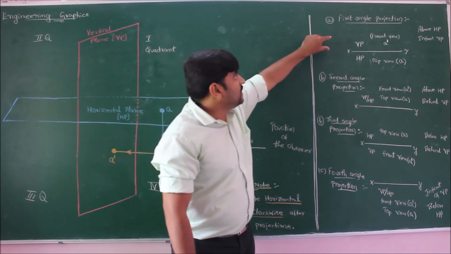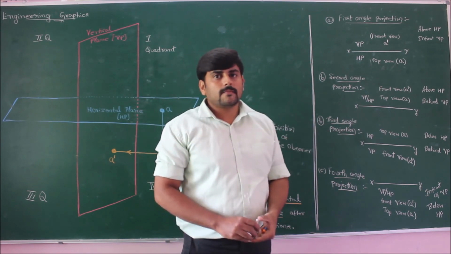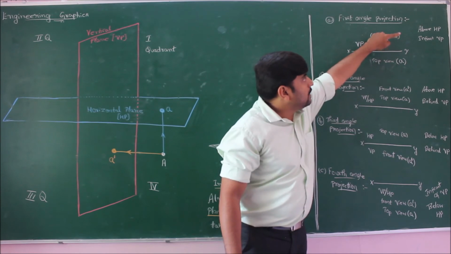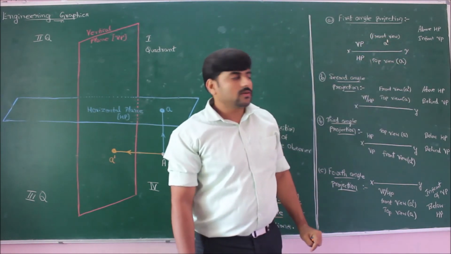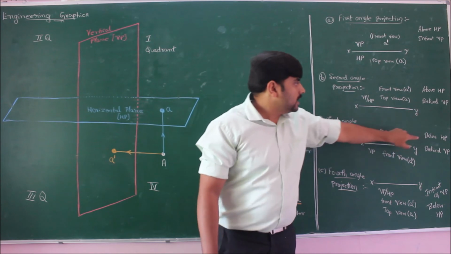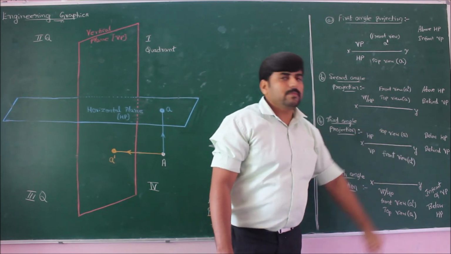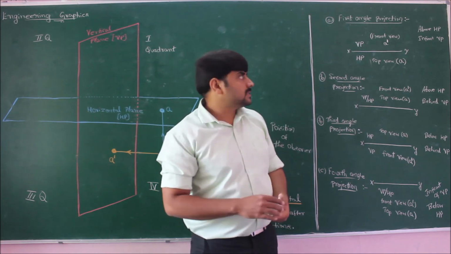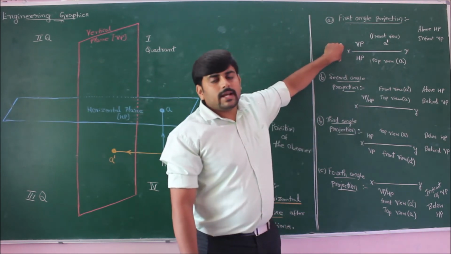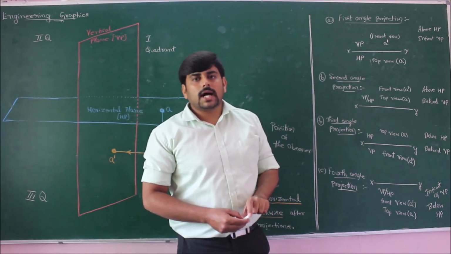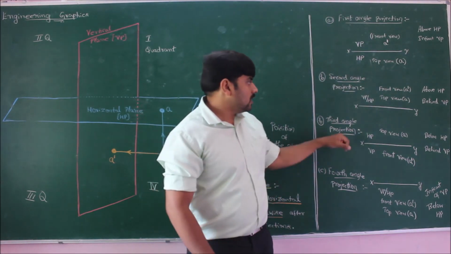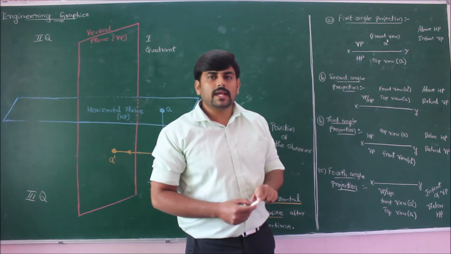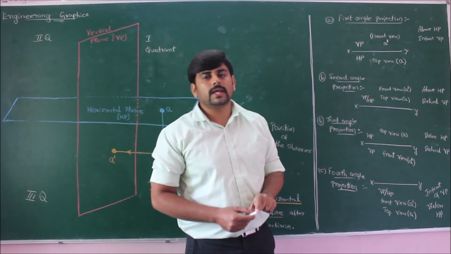Coming to the difference between first angle projection and third angle projection, the first difference is that in first angle projection, the object will lie above the horizontal plane, in front of the vertical plane. Whereas in third angle projection, the object will be below the horizontal plane, behind the vertical plane. Next, the second difference: in first angle projection, no assumption is made that the vertical plane and horizontal plane are transparent. Whereas for third angle projection, the assumption is made that both the vertical plane and horizontal plane are transparent.